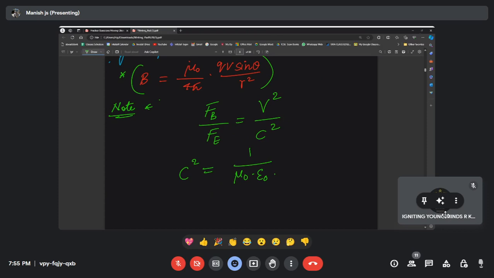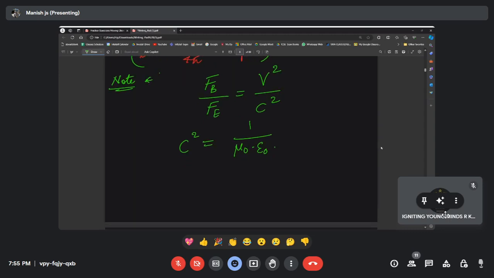So whenever you have questions where they ask you the ratio of magnetic and electric field, direct substitution. You will substitute the value of velocity, and then C you already know, substitute, cancel out, and get it to the simplest ratio. Okay, that is why I have given this. This is the relationship.